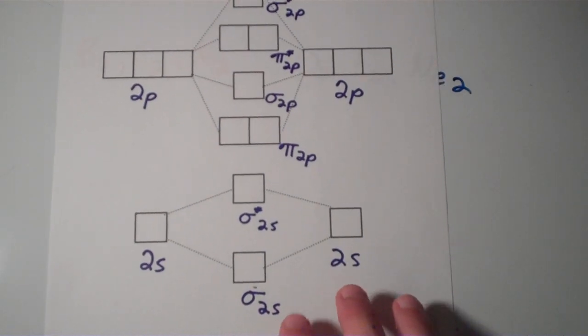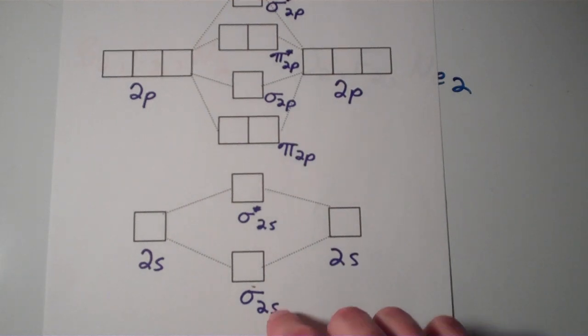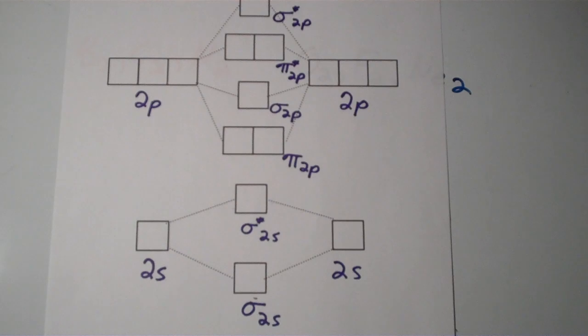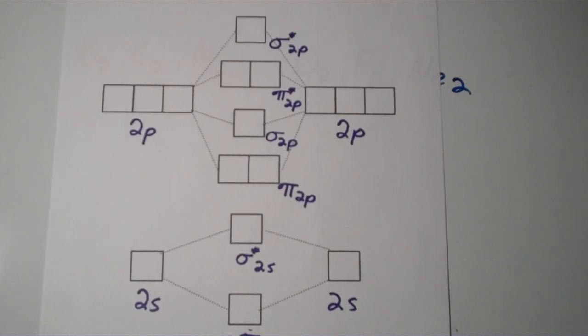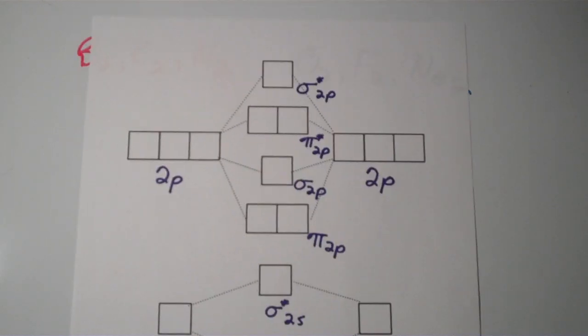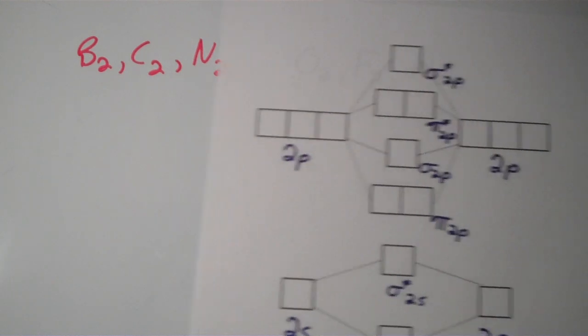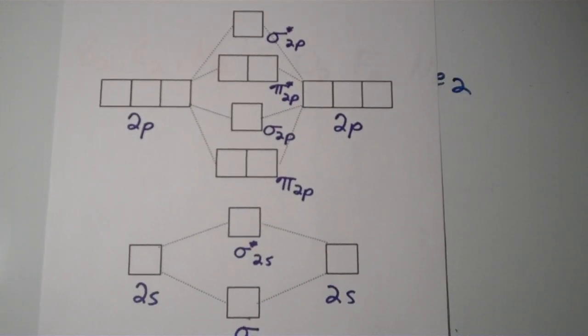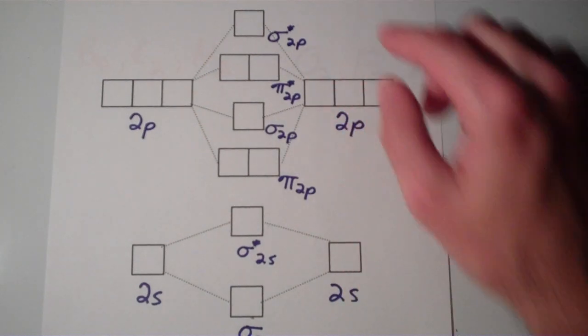You have the sigma 2s and the sigma 2s star molecular orbitals, and the sigma 2s orbital is lower in energy, obviously, than the sigma 2s star molecular orbital. But the p orbitals, that's where it differs. So remember, if it's boron, carbon, and nitrogen, then the molecular orbitals are going to look like this. Note the energy difference of the molecular orbitals.